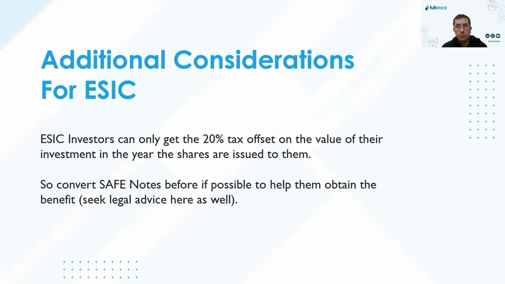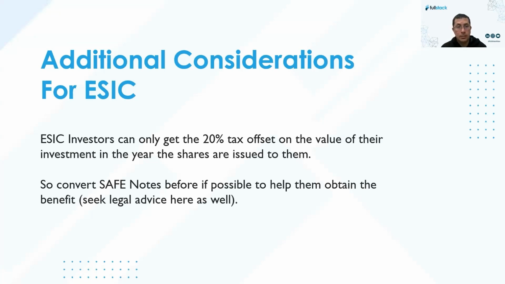Right. And I just wanted to share some considerations for ESIC. There's a lot of innovation companies, I'm sure, claiming the R&D tax offset, so ESIC naturally follows if you've got investors there. There's a big incentive there for the investors, where they get a 20% tax offset on the value of the investment. But this is only in the year that the shares are issued to them.